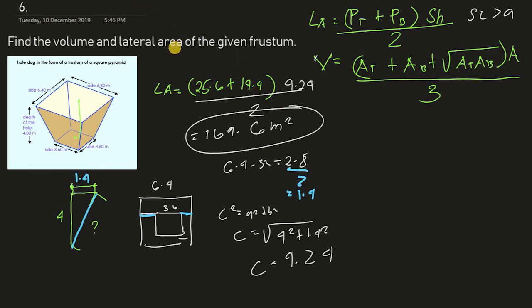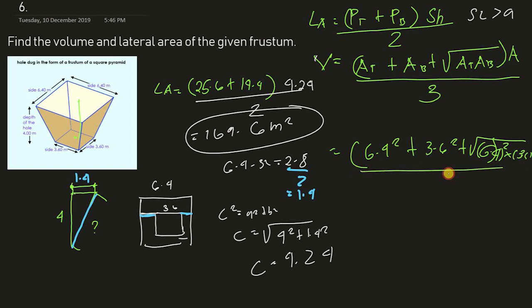Next, solve naman natin ngayon yung volume. Volume, basically, that's simple substitution. Kasi naman, square siya, madali siya. Given naman lahat, di ba? Area of top, that's 6.4 squared, plus area of the bottom, that's 3.6 squared. Depende yung area ng shape ng baba, hindi yan always squared. Plus square root of 6.4 squared times 3.6 squared, over 3.